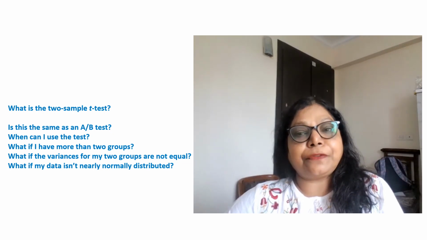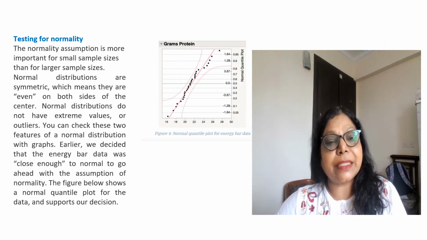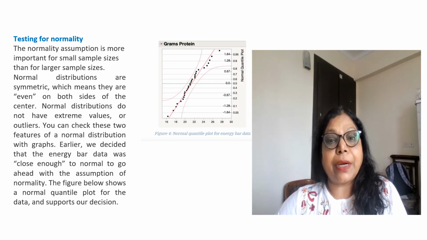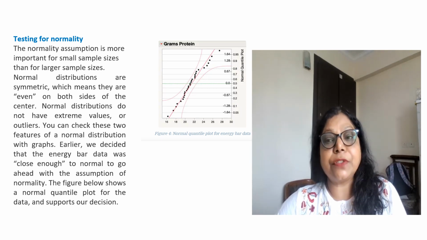Before I proceed further, let me tell you something about testing of normality. The normality assumption is more important for small sample sizes than for larger sample sizes. Normal distributions are symmetric, which means they are even on both sides of the center. Normal distributions do not have extreme values or outliers. We can check these two features of a normal distribution with graphs.